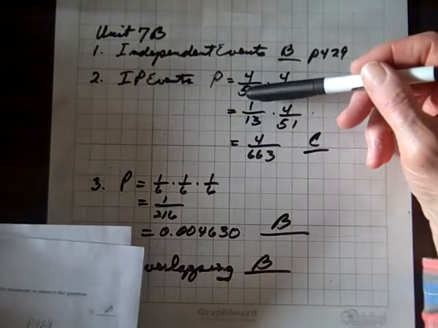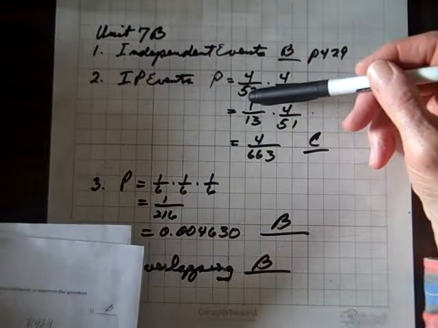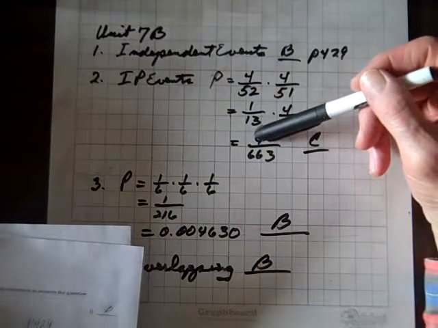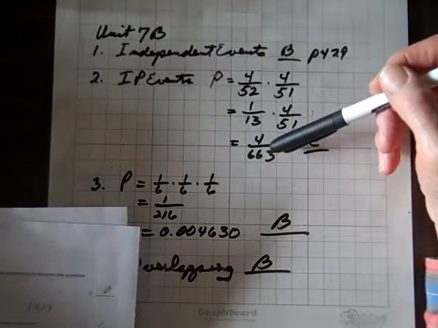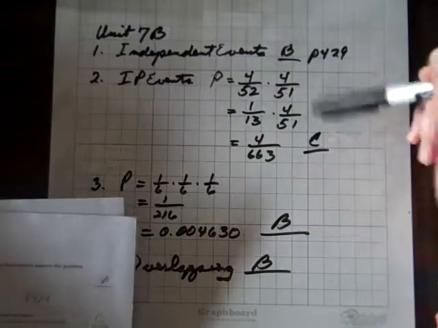And so 4 over 52 reduces to 1 over 13, and this product is for dependent events, and this product is 4 over 663, which is C.